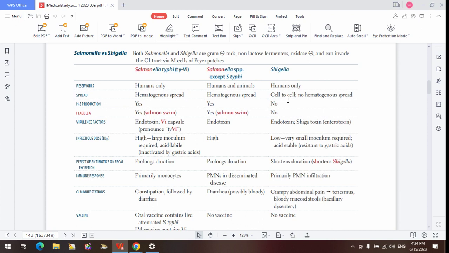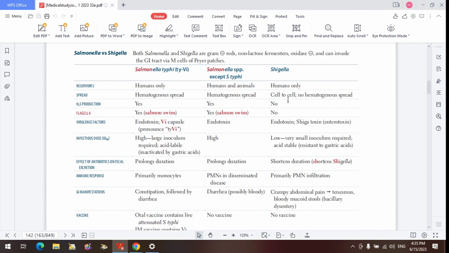What's the effect of antibiotics on the fecal excretion? The way you can remember this is that Salmonella is an intracellular organism. Part of its life cycle occurs within the macrophages. Some of them spend some time in the macrophages, some of them are outside. Because it's a facultative intracellular organism, it can be protected from antibiotic insults.